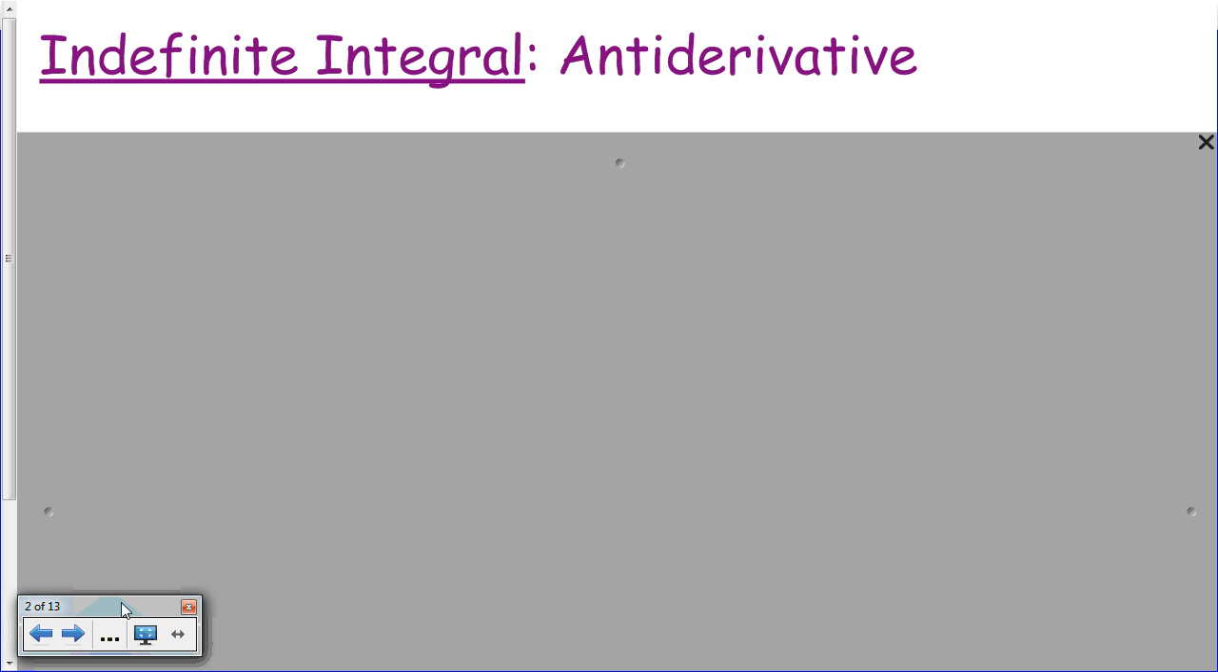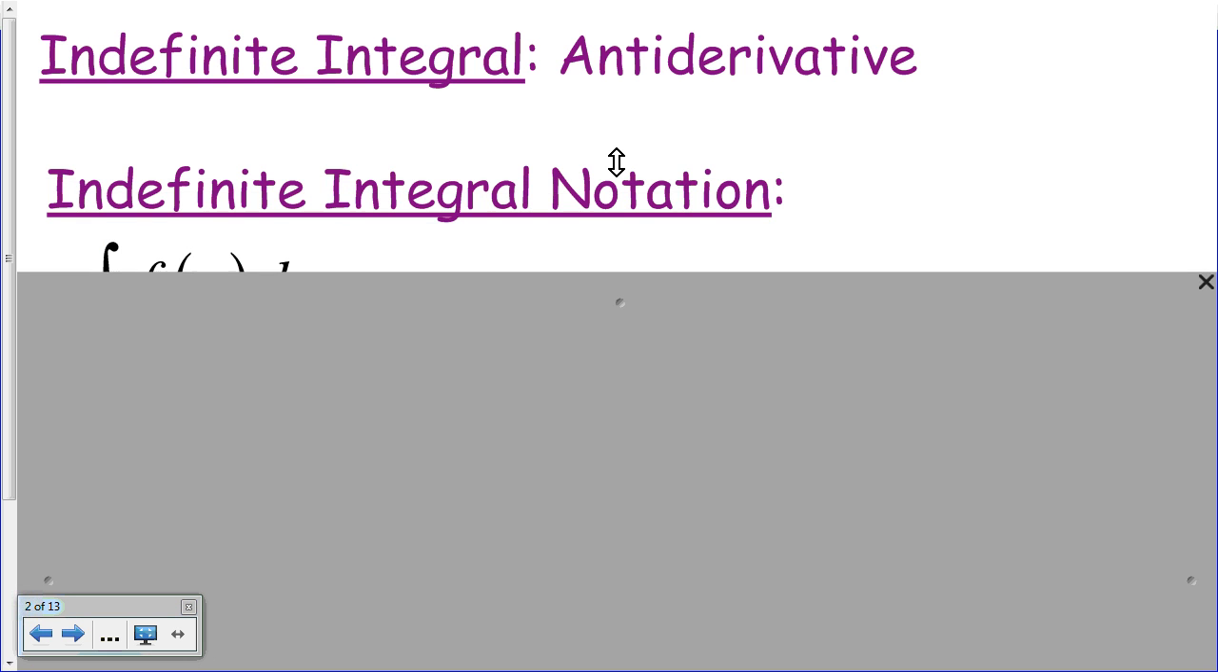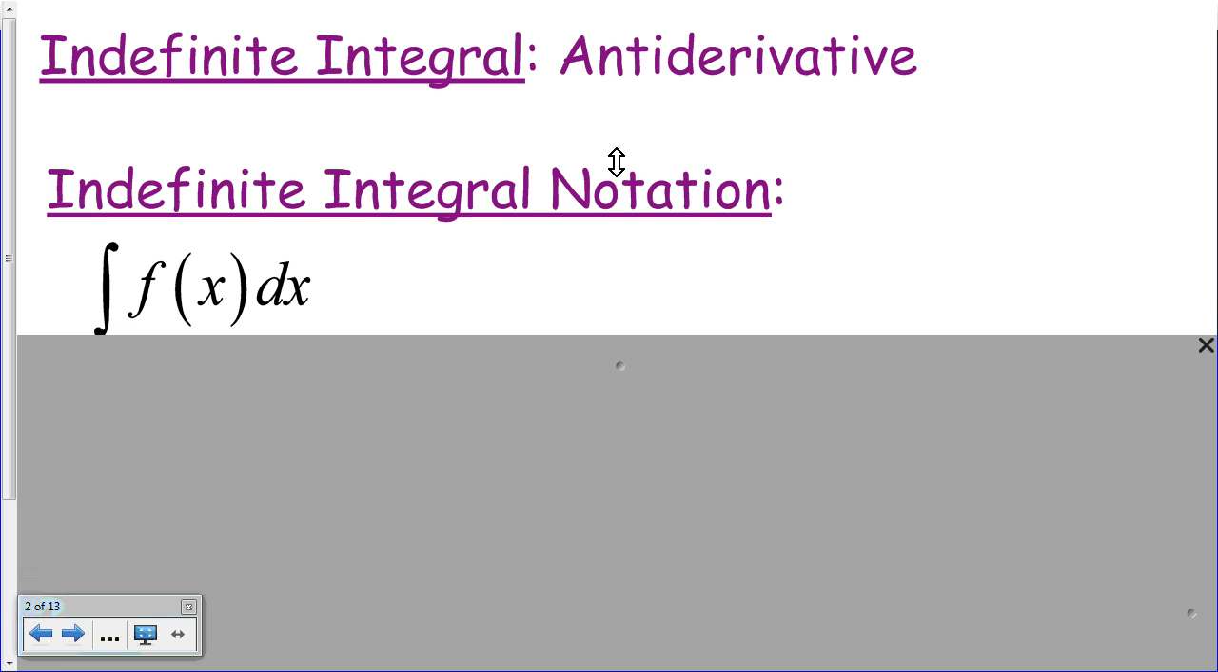So problems like that where you were given f prime of x and then asked to find what f of x would equal, you were finding an antiderivative, or as we see here, it's the same as an indefinite integral you're evaluating. All right, let's talk about the formal notation that we're going to use.